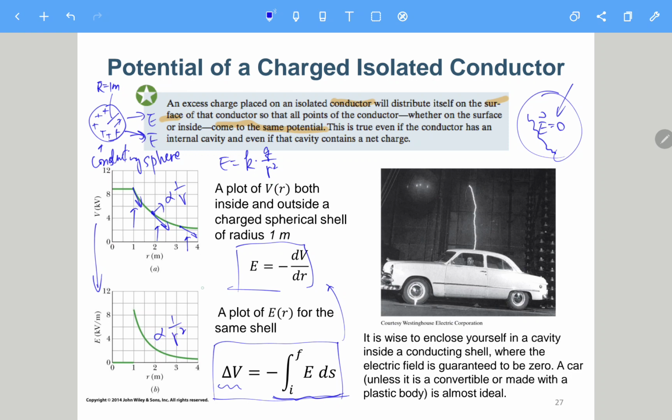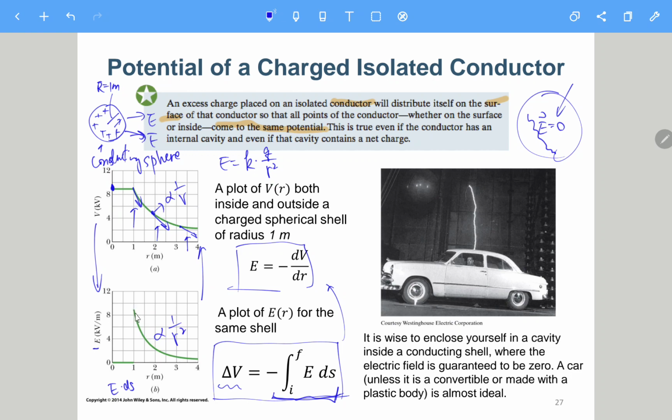If you would like to go from bottom to top, then this is E, so you need to use the integration. At the very beginning, there should be a reference voltage. Don't ask why this value, it is just a reference voltage. And then you calculate the integral of E dot ds for this part. From 0 to 1 meter, E is 0, so the integration of E dot ds will be 0. So here, it doesn't change at all.